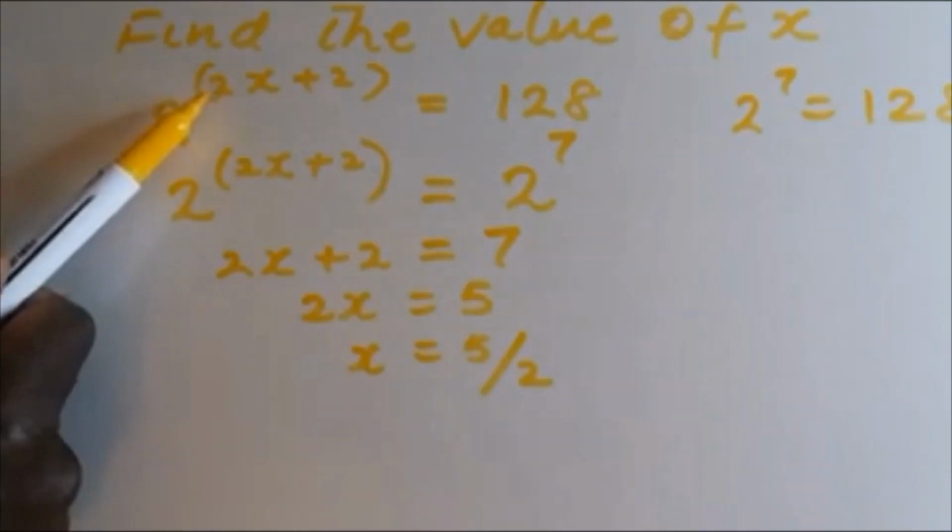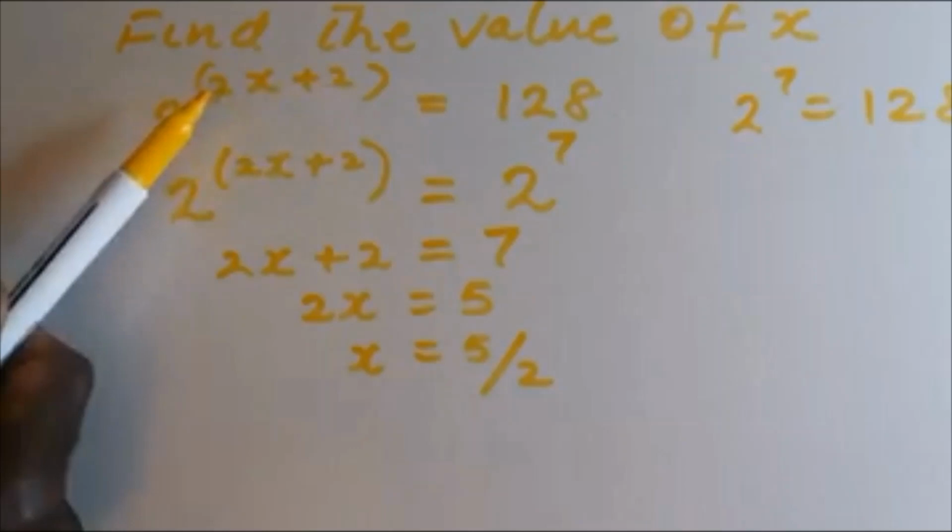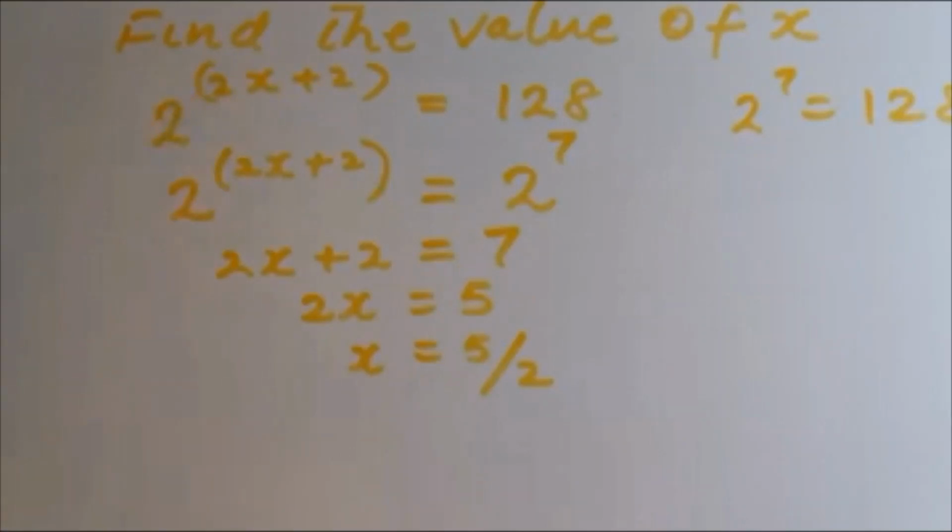5 over 2 times 2 will give us 10 over 2, and 2 is actually 4 over 2, so 10 over 2 add 4 over 2 gives us 14 over 2, which is 7, and that verifies that x is 5 over 2.